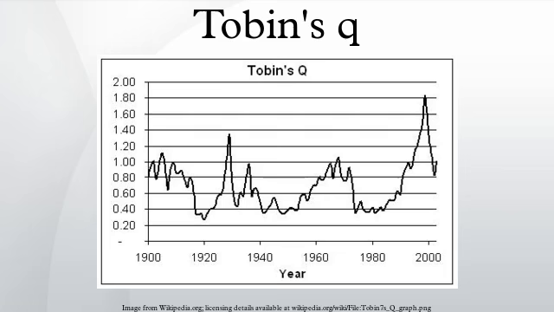Tobin's Q is the ratio between a physical asset's market value and its replacement value. It was introduced in 1968 by James Tobin and William Brainard, although the use of the letter Q did not appear until Tobin's 1969 article, A General Equilibrium Approach to Monetary Theory.